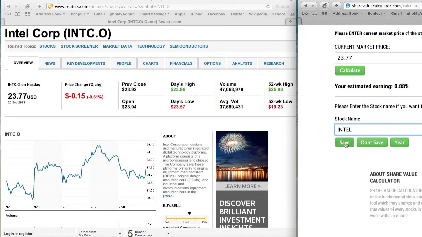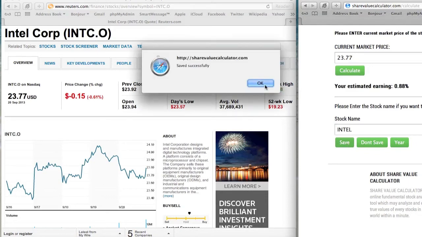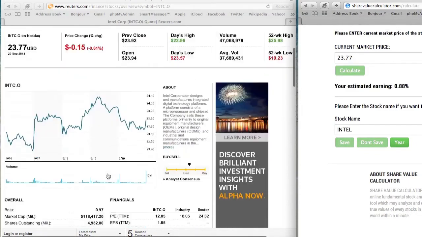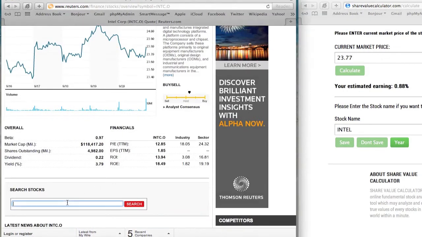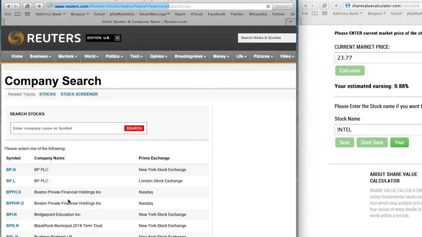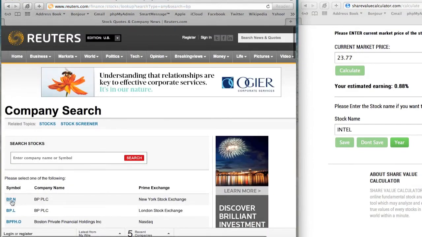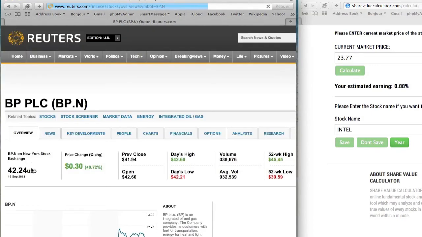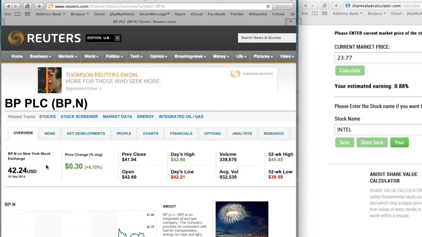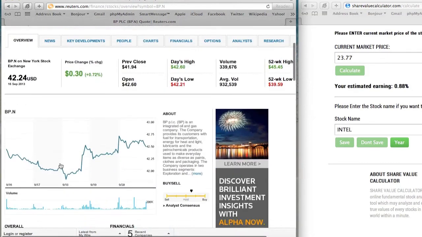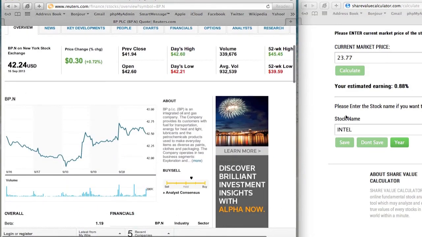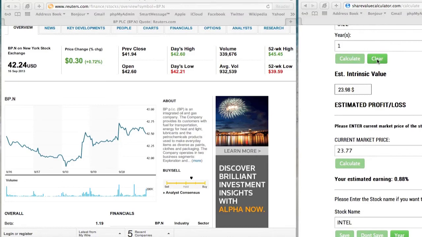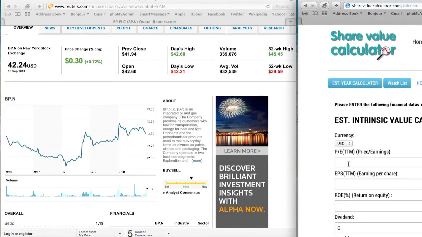In order to profit on the stock market, you have to find better stock, which should be at least 10% or more cheaper than the intrinsic value. For example, let's check for BP's stock price. As you may see, the current market price of BP is $42.24 today. Now let's calculate the intrinsic value of BP's stock.